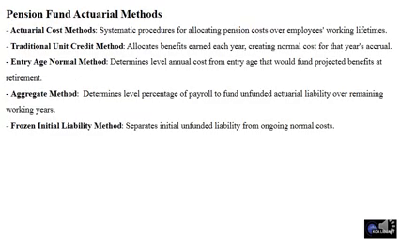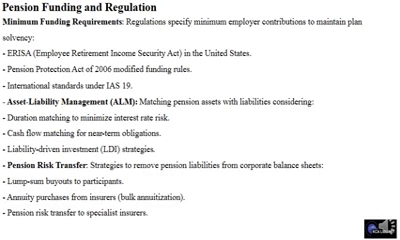Pension fund actuarial methods: we have the actuarial cost methods, the traditional unit credit method, the entry age normal method, the aggregate method, and the supplemental liability, initial liability. Then the guidelines and regulations: the minimum funding requirement, asset liability management, and pension risk transfer.